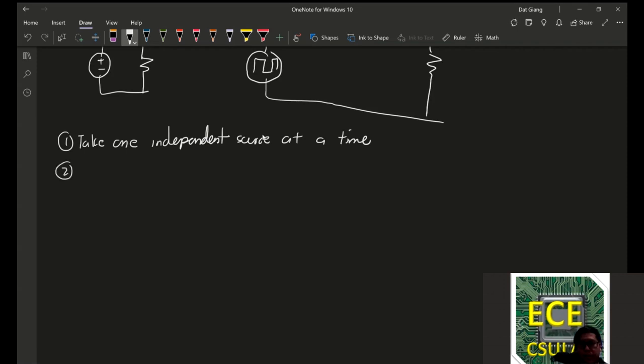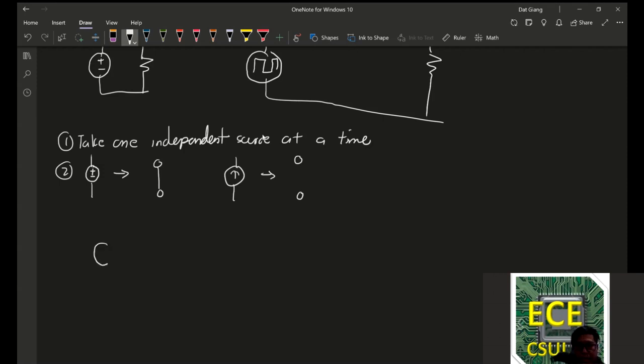Two, if you have a voltage source, turn it into a short. If you have a current source, turn it into an open circuit. But not both at the same time.